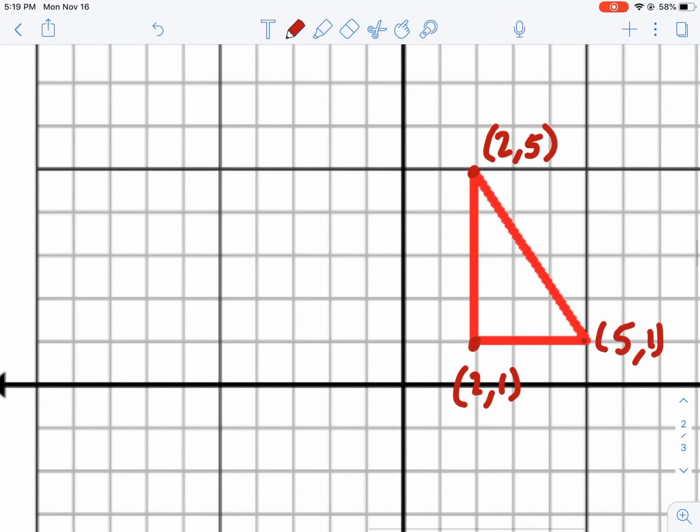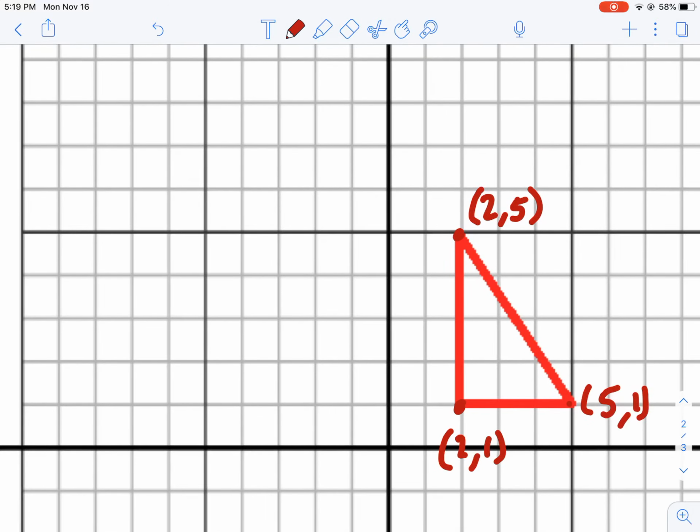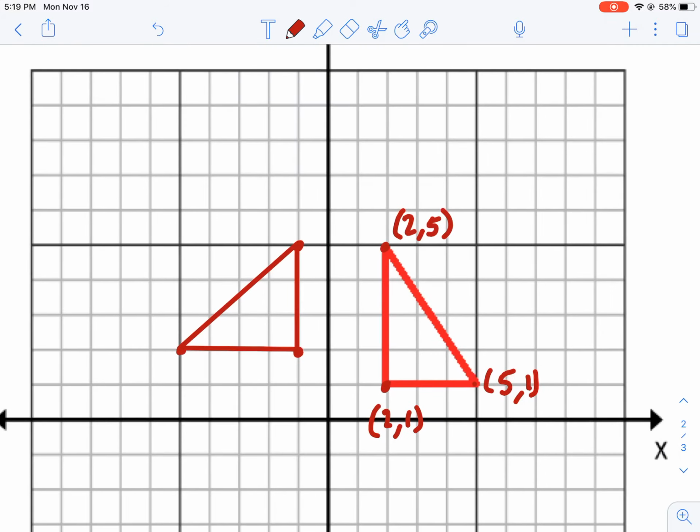So 2, 1, remember that's going to flip to 1, 2. So we're going to go over 1, up 2. 5, 1, that's going to be over 1, up 5. Then 2, 5, that's going to be over 5, up 2. And this is how it ends up looking. So that would be the answer.